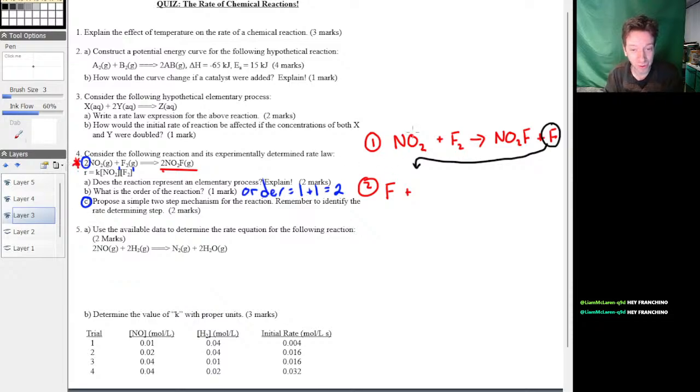So in step 1, I used 1 mole of nitrogen dioxide and 1 mole of fluorine, but the equation says there's 2 moles of nitrogen dioxide. So I'm going to use that second one now. And then combine them together to get the remaining products that we're looking for. So we already created 1 mole. Let's create the second one. So NO2F. And then it says, very important, remember to identify the rate determining step. That is the slow step. So the first step is the one that follows the rate. It's our slow step. And the second step is our fast step.